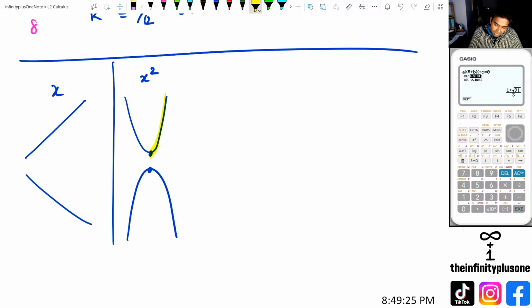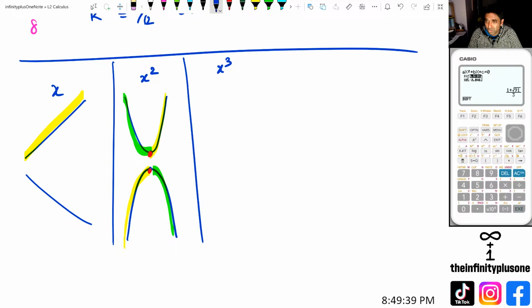Things are increasing here and it's decreasing here after the turning point. Sorry, I need to put the turning point in red. Then what you might have is you might have an x cubed. Now with x cubed, you've got two shapes that could potentially happen. One, where the graph looks like this, or the negative x cubed, which looks something like this.